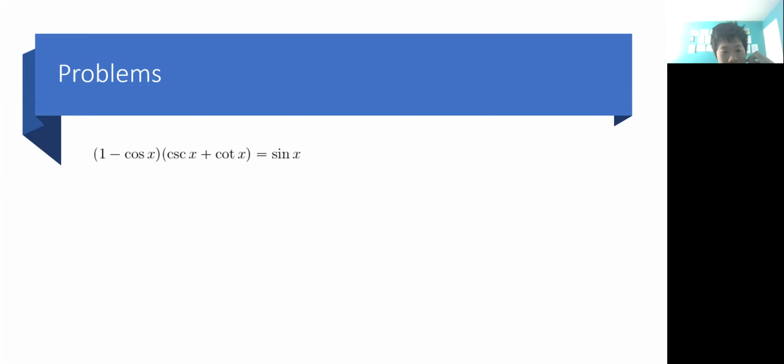Okay, so it's common procedure to put everything in sine and cosine. And I'm going to be simplifying the left side because that looks more complex. So remember, cotangent is 1 over tangent, which means it's the reciprocal of sine x over cosine. So it's cosine over sine.